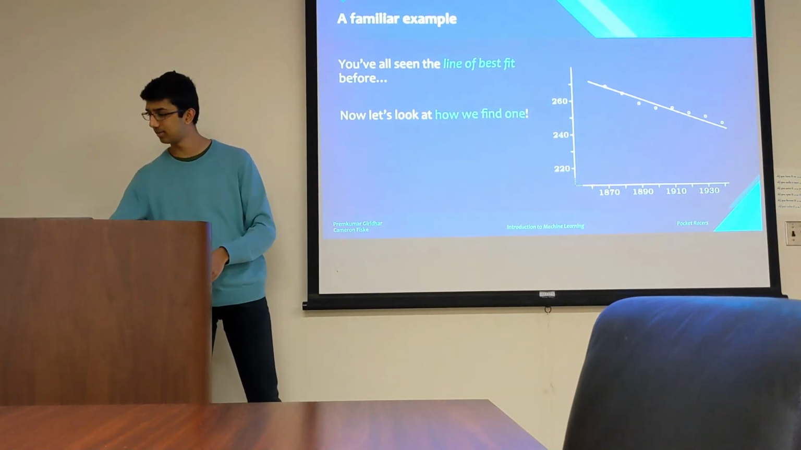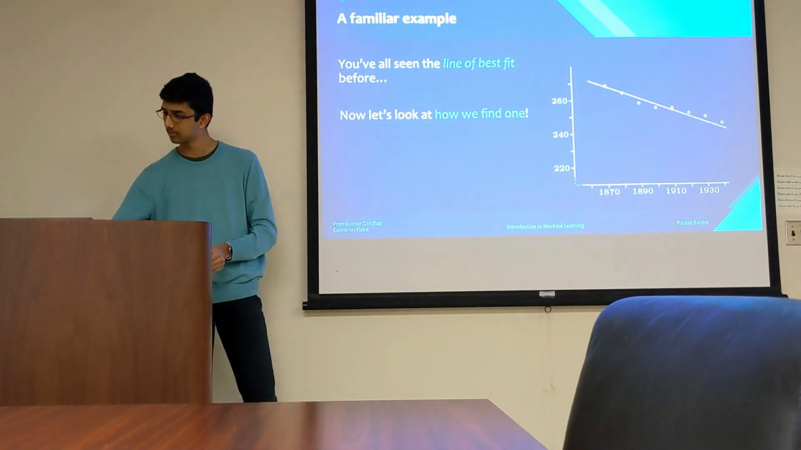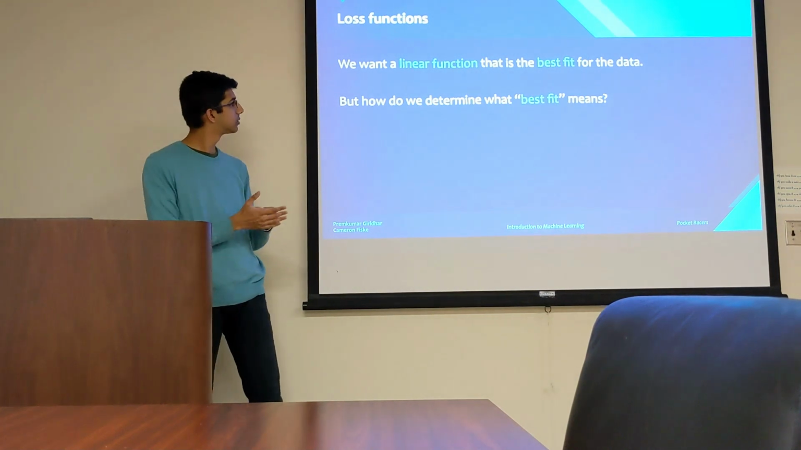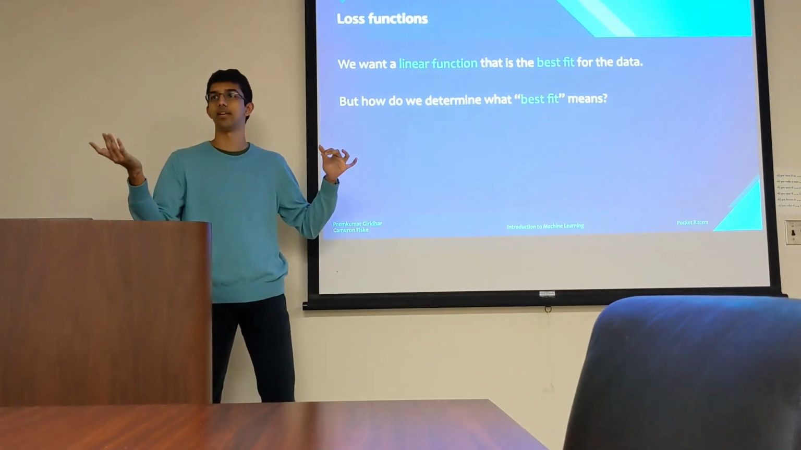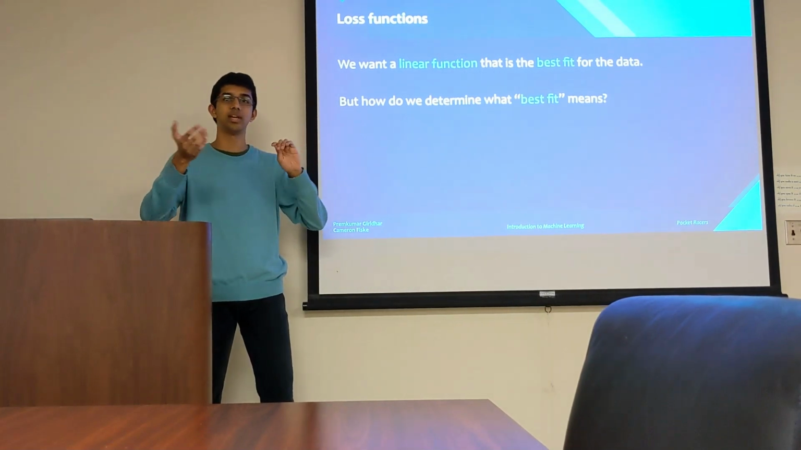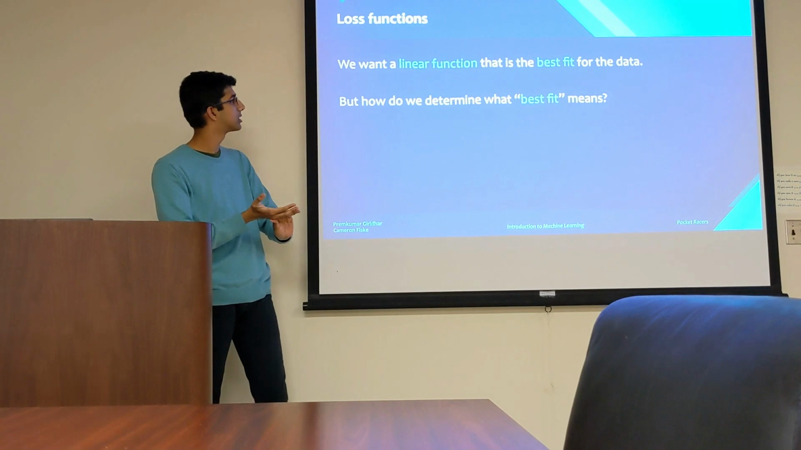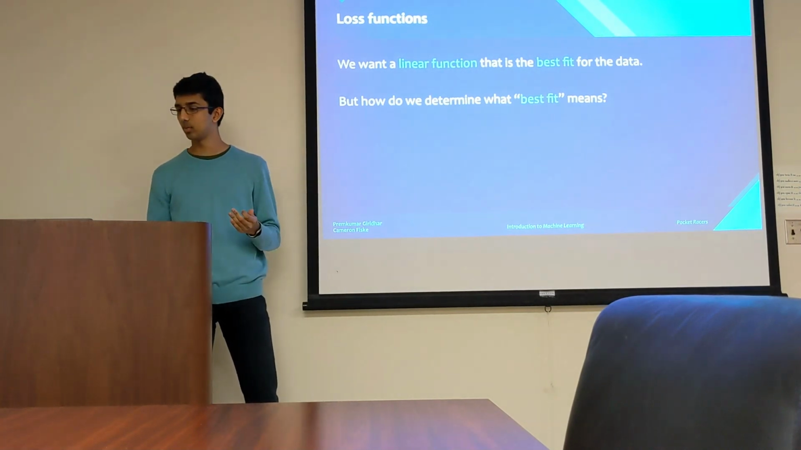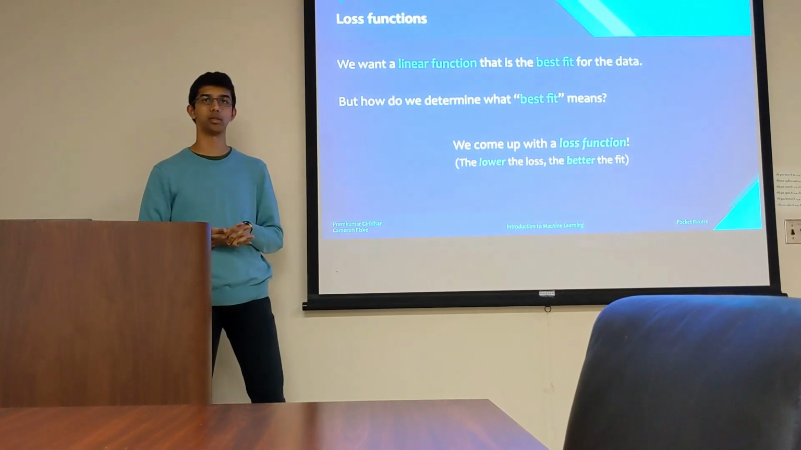This is how we basically draw a line that best reflects a pattern in data points. So we're trying to find a linear function, a line that is the best fit for the data, that accurately represents how the inputs map to the outputs as closely as possible. However, in order to determine what best fit means, we have to come up with a loss function.